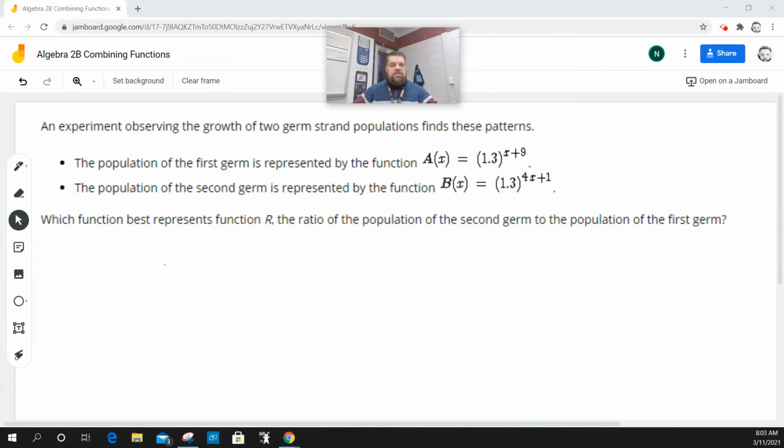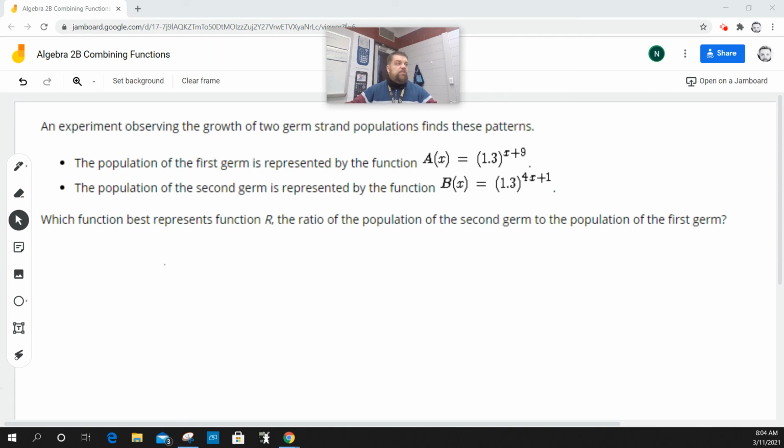Okay, so an experiment observing the growth of two germ strain populations finds these patterns. A of x is equal to 1.3 raised to the x plus 9. And the population of the second germ is represented by the function b of x, which is 1.3 raised to the 4x plus 1.